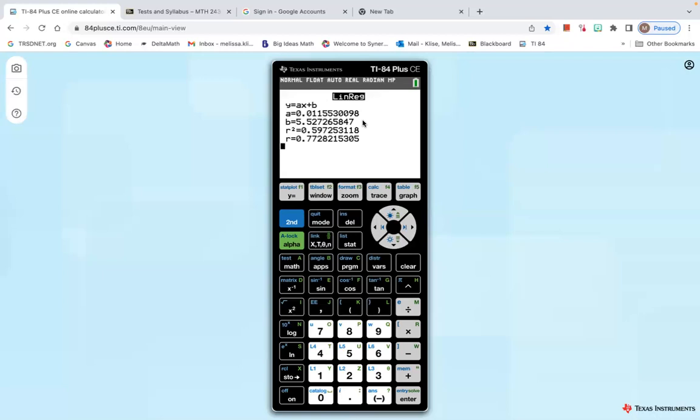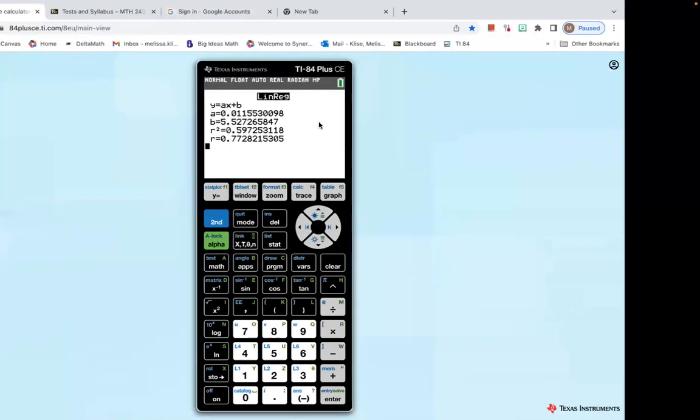I'm going to write it on my screen so it's there when we get back to it. I usually round it to about 4 places, or I just round it until I'm bored with writing. There's not any specific number that we care that you round it to. Just write until you're done. So our equation is y equals 0.01155x plus 5.527. This is our least squares regression line.